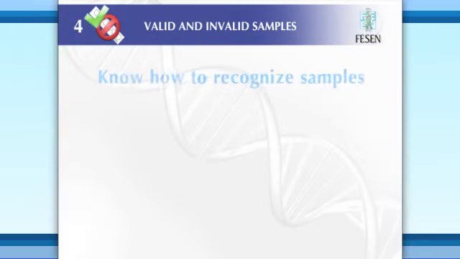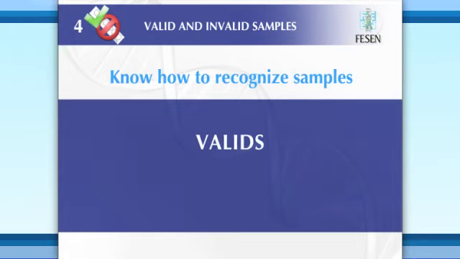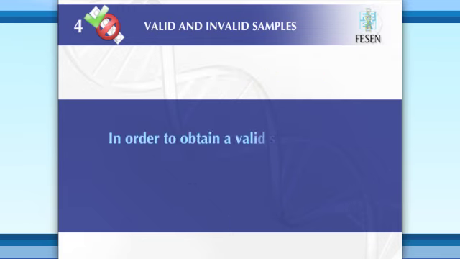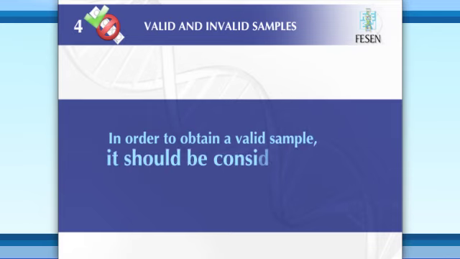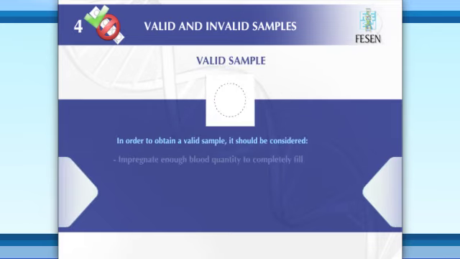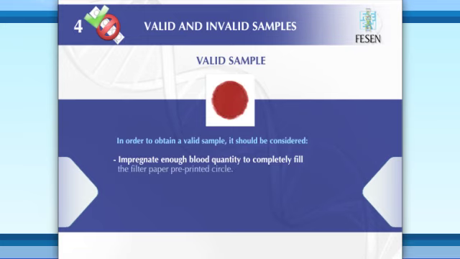It is very important to distinguish between valid and invalid samples to avoid repeating the procedure and delaying the diagnosis. In order to obtain a valid sample, it should be considered: impregnate enough blood quantity to completely fill the filter paper pre-printed circle.